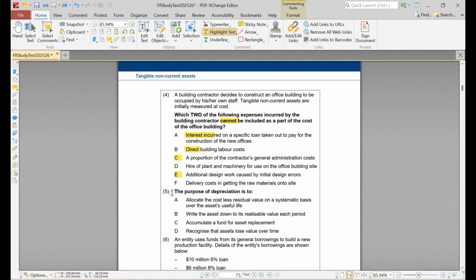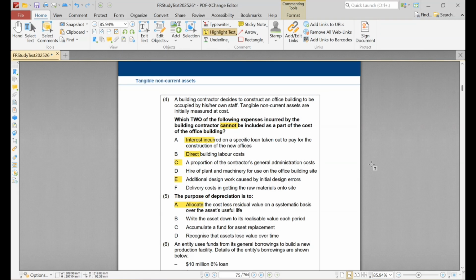Now, last question that I'll be solving. The purpose of depreciation is to allocate the cost less residual value in a systematic basis of asset useful life. This is the option. Write the asset down to its realizable value each period. No. Accumulate a fund for asset replacement. No. Recognize that assets lose value over time. No. So the best suitable is the first one.